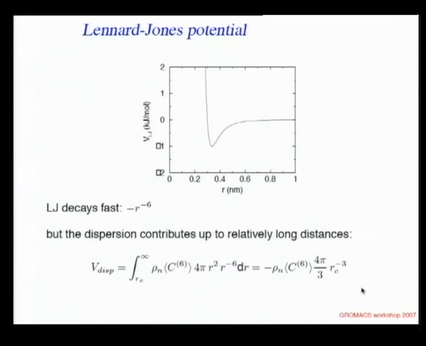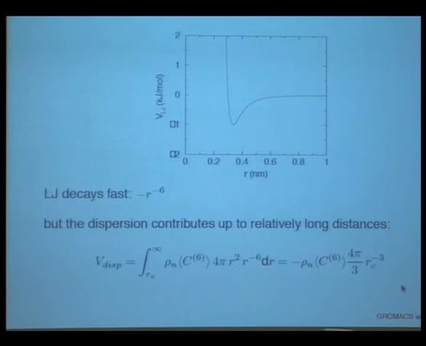This picture has also been shown by Eric, that the Lennard-Jones interaction decays very rapidly to 0. It decays as 1 over r to the 6th. So for pairs, the interaction can be very small already at 1 nanometer, for instance. But in the total energy, it can still contribute because there are many more pairs at long distance. So you can calculate what this contribution will be.